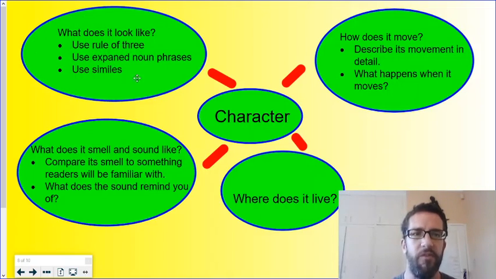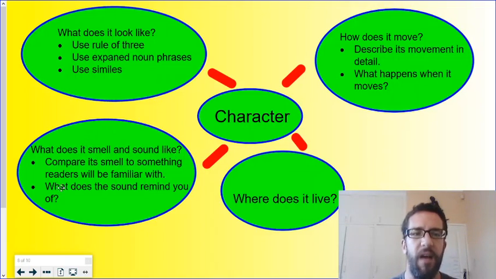So for example, we're going to start with what does it look like? And then we're going to use the rule of three, use expanded noun phrases, use similes to describe what it looks like. Then we're going to look at how does it move? And again, using the tips that I told you, describe its movement in detail. What happens when it moves? So as it moved, does something else on its body move? Does the ground shake? Something like that.